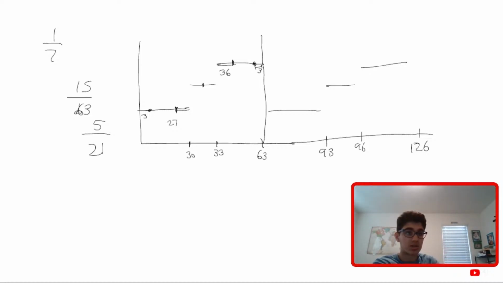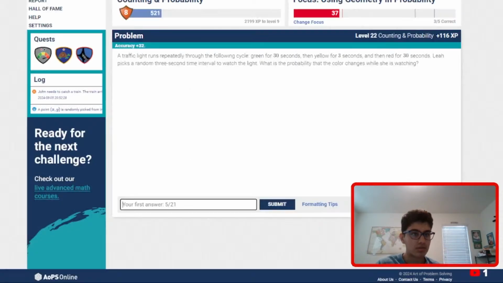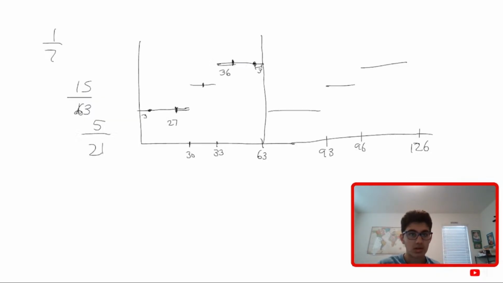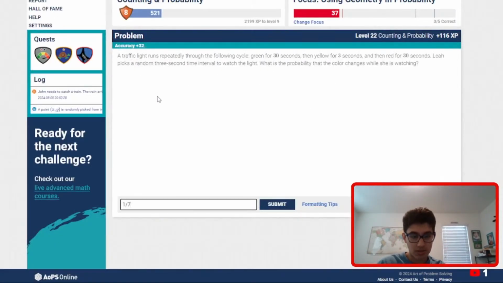It goes until 36. Oh wait, no, it doesn't. Never mind. So 27 will work all the way until here. After that, it doesn't work because it's not happening after that. Same with this. This doesn't count either. So this will work because in the next 3 seconds it happens. The previous 3 seconds don't matter. So this entire range will work. This is 3 seconds. This is another 3 seconds. So 3, 3, 3, 9 out of 63, which is indeed 1/7. So that should be right.